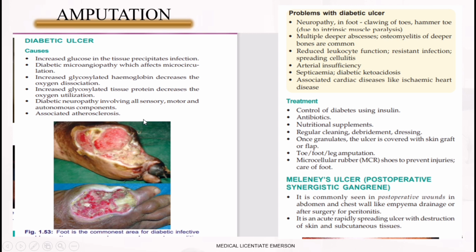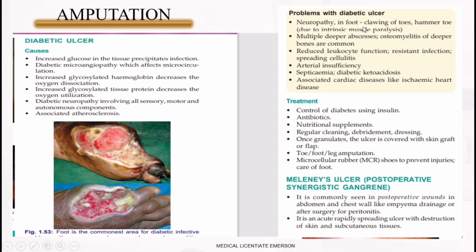Okay, we are back. So we also have increased glycosylated tissue protein which decreases the oxygen utilization. We have diabetic neuropathy which involves all sensory, motor and autonomic components associated with atherosclerosis. And then some of the problems associated with diabetic ulcer are we have neuropathy.